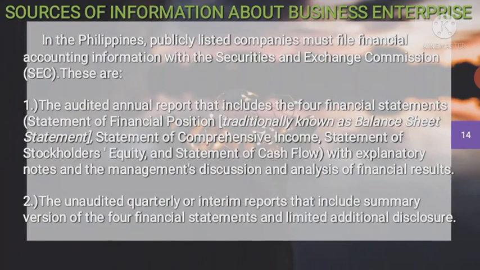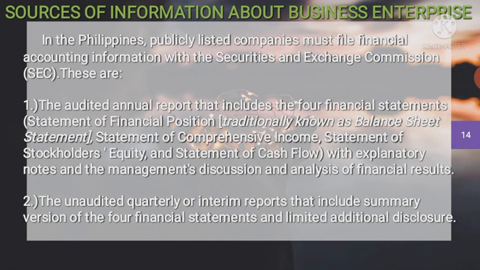Sources of information about a business enterprise. In the Philippines, publicly listed companies must file financial accounting information with the Securities and Exchange Commission, or SEC. Number 1, the audited annual report that includes the four financial statements: statement of financial position, traditionally known as the balance sheet, statement of comprehensive income, statement of stockholders' equity, and statement of cash flows, with explanatory notes and the management's discussion and analysis of financial results.